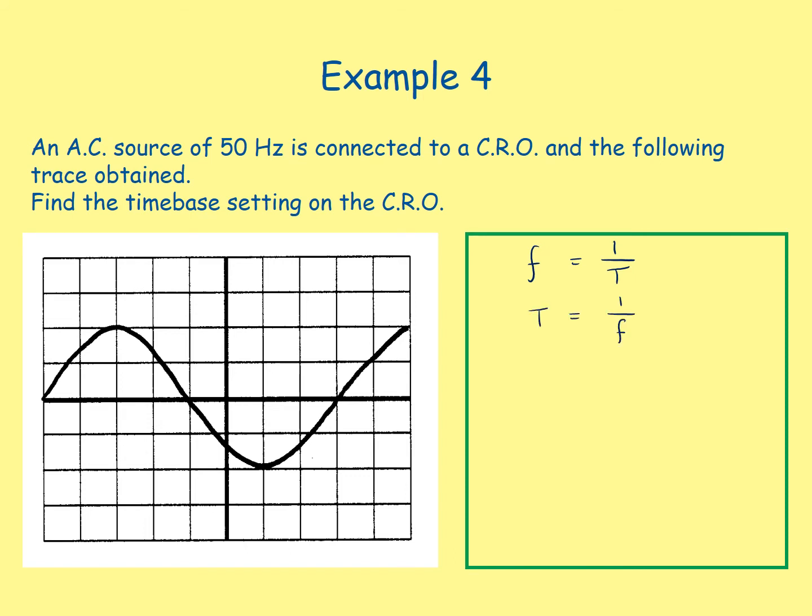We can then work out the period of the wave. T equals 1 over 50, that was given in the question, and that equals 0.02 seconds. Looking on our oscilloscope, we can see that starting at the start of the wave here, we've got 1, 2, 3, 4, 5, 6, 7, 8 divisions to get to the start of the next wave. So one cycle is 8 divisions.